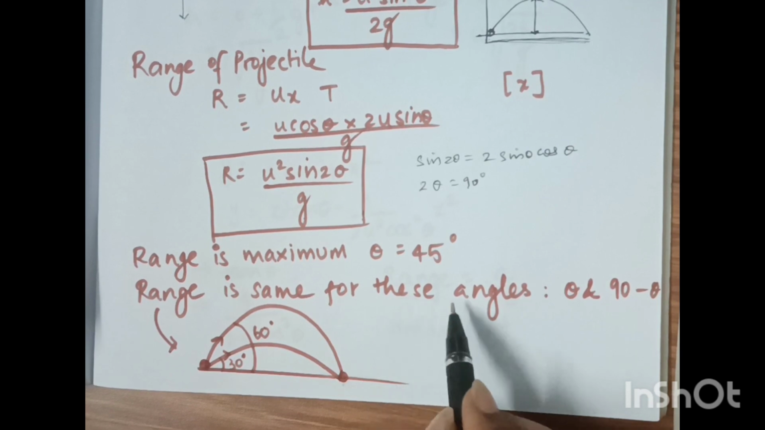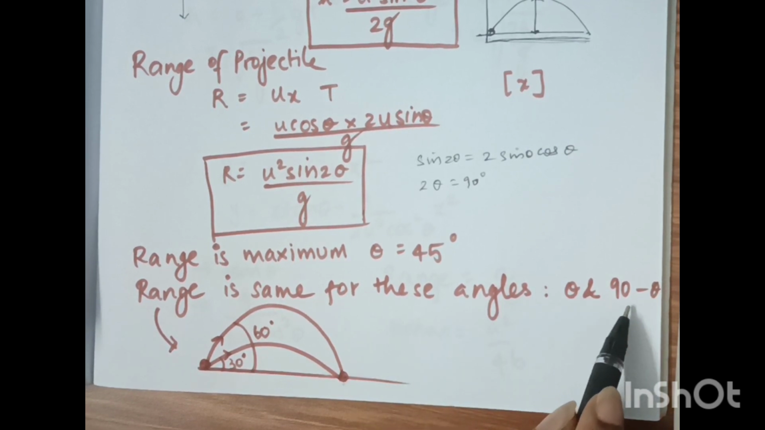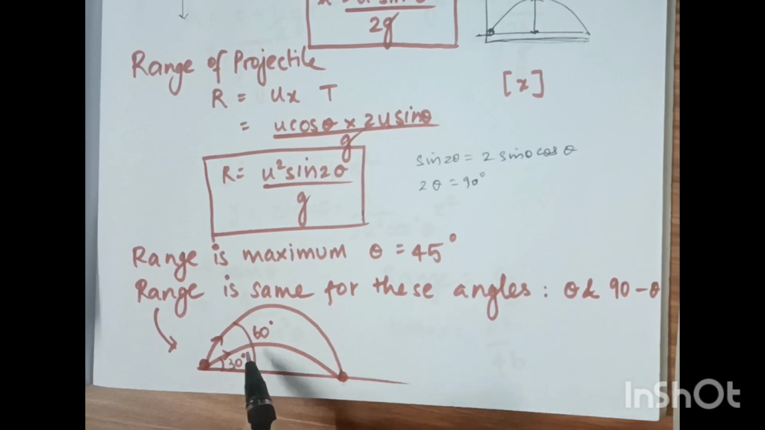Range is the same for the angles theta and 90 minus theta. So for theta and 90 minus theta, the range will be the same. For example, 60 degrees and 30 degrees will have the same range.